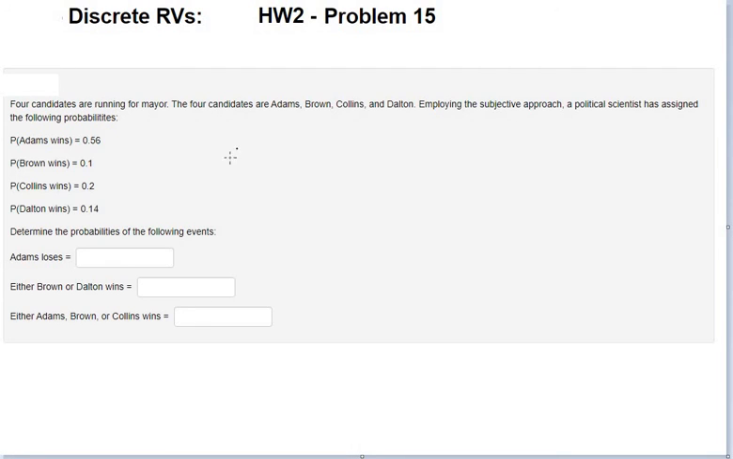Problem number 15. 4 candidates are running for mayor. The 4 candidates are Adams, Brown, Collins, and Dalton. Employing the subjective approach, a political scientist has assigned the following probabilities. Determine the probabilities of the following events. The event that Adams loses is the event that anybody else is winning but Adams. So it is 0.1, 0.2 plus 0.14 is winning, which is 44%. That means Adams is losing.